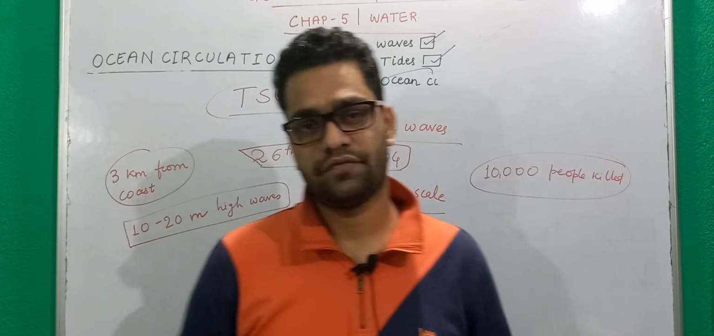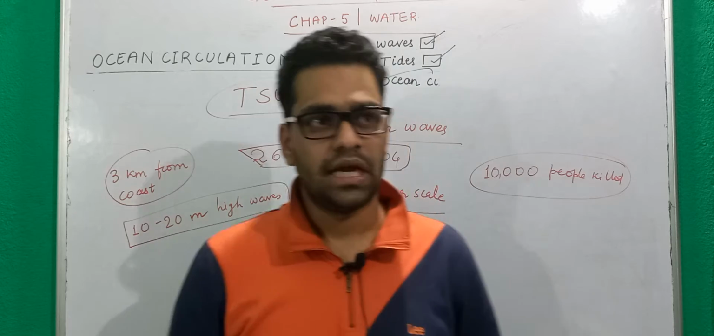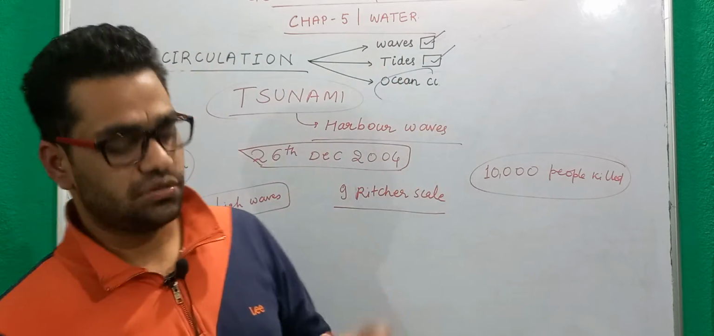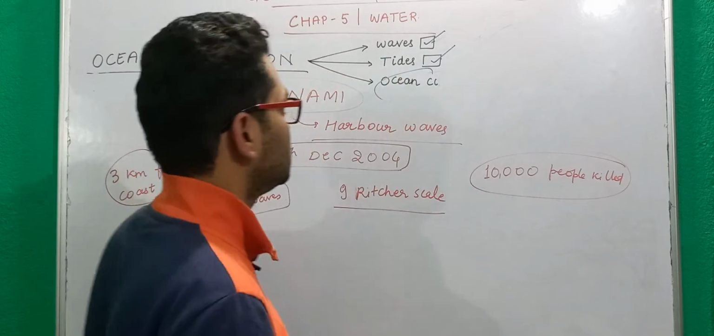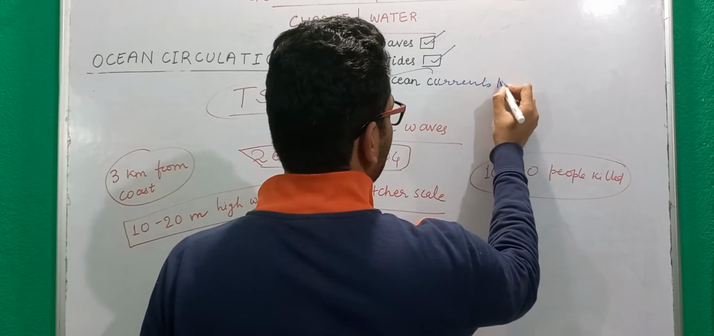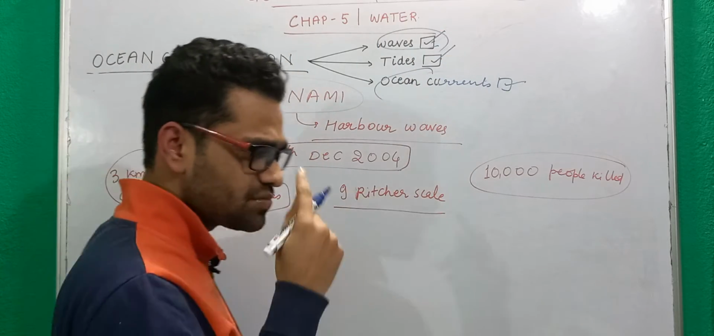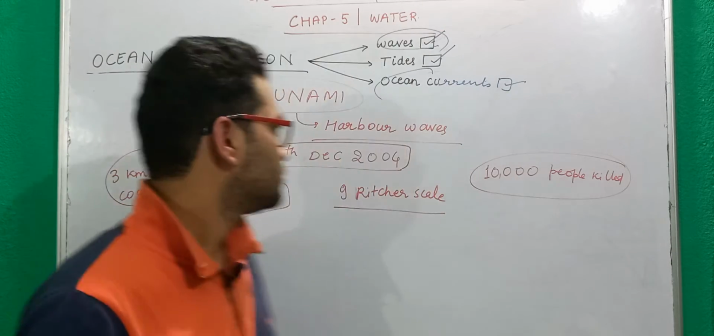So in chapter number 5, we were dealing with water, and in that chapter we looked into oceanic movements. We looked into the waves, tides, and ocean currents, right? But within waves, a small topic is left, and that is tsunami.